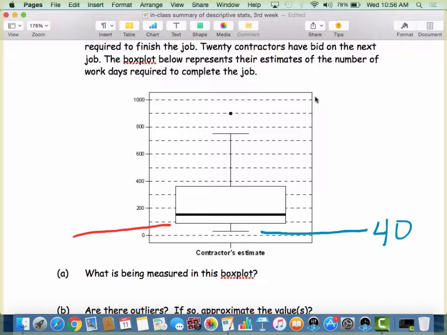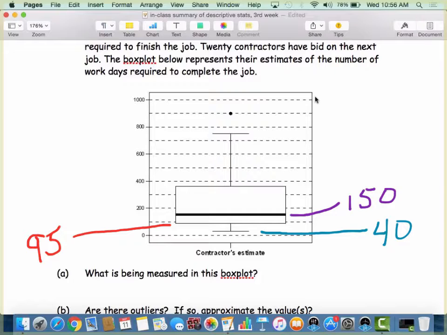Q1, approximately, what would that be? 95. Yeah, 95, 99. Somewhere close. I wouldn't say 100 because that would have to be right on the mark, but it's somewhere close. Okay, median, what would you estimate that to be? 150. Yeah, 150, that's a good estimate. If you said 145 or 155, I mean, come on, it's close. You're making good approximations.